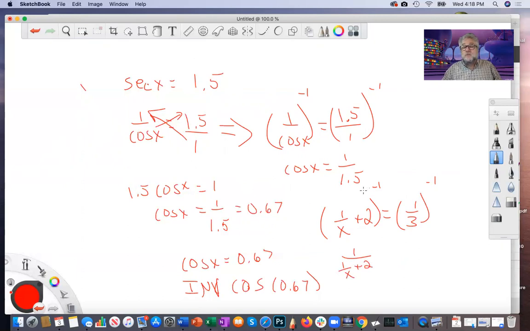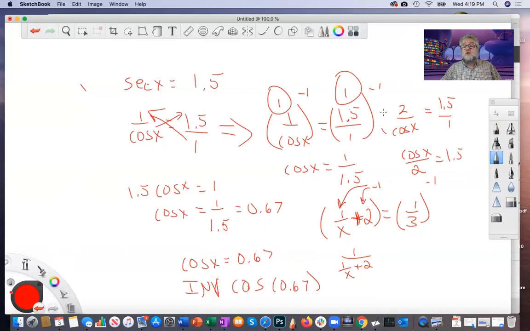Okay, you cannot distribute an exponent across a sum. I'm going to harp on this because I see students up way past calculus who still screw this up. So you can't distribute that. You can take the reciprocal of both sides if there's one thing on this side and one thing on that side. Then you can. And even if it's 2 over cosine x equals 1.5, you could say cosine x over 2 equals 1.5. That flipping both sides lets you get cosine into the numerator, which is a great way to do this. If you're unsure, cross multiply.